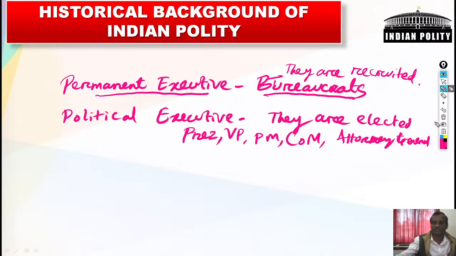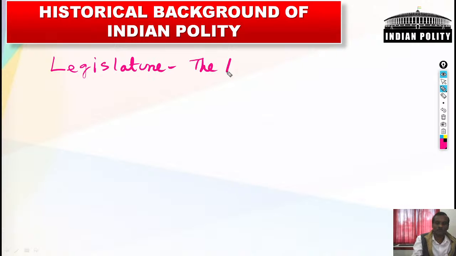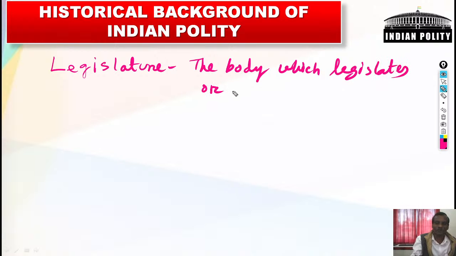Okay, got it? Now the legislature. What do you mean by legislature? The body which legislates or enacts laws. Enacts laws. So that is called legislature.